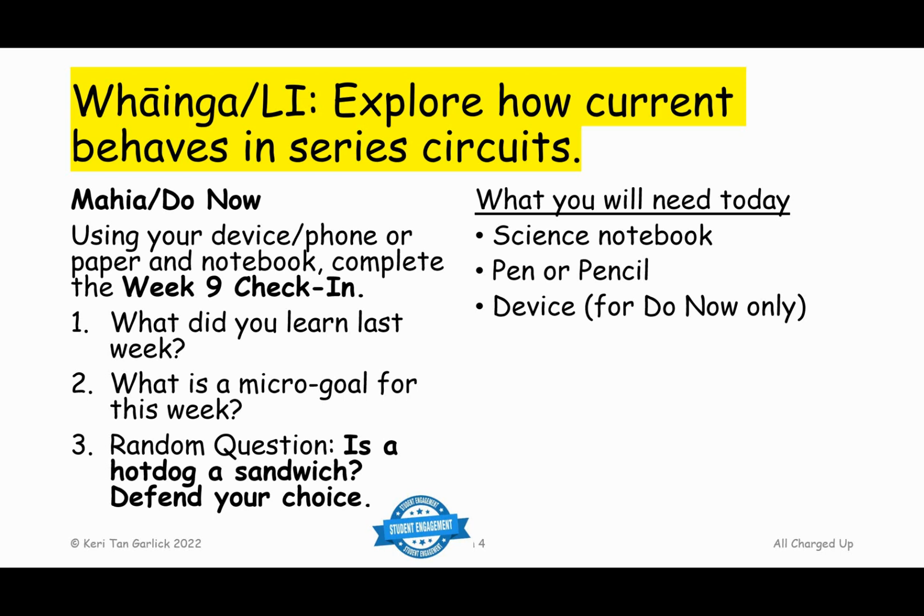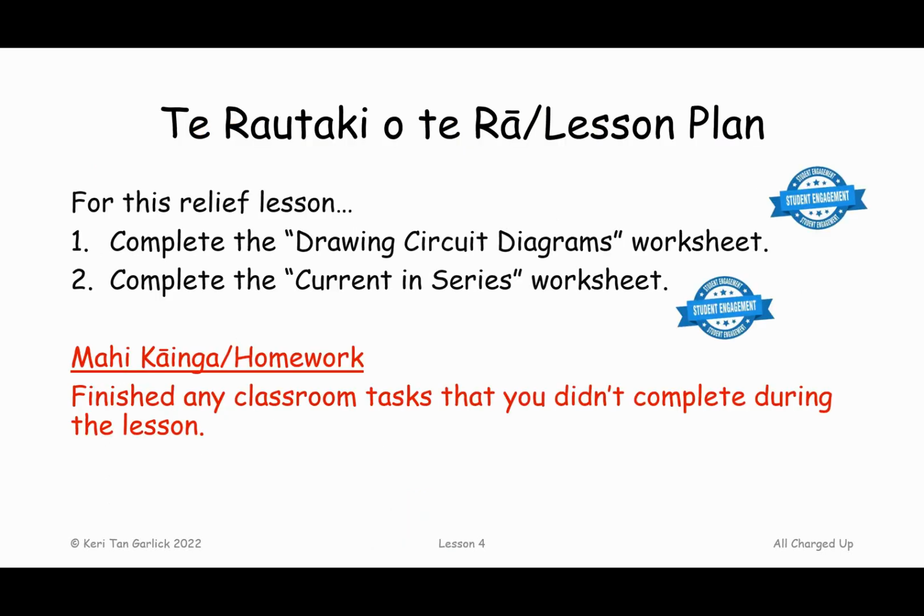All right, so let's move on and talk about the plan for today's lesson. First off, you are going to complete the drawing of the circuit diagram worksheet. And then secondly, you're going to do the current in series worksheet. It is one worksheet that the reliever should have given to you, and it is double-sided. The reliever is going to collect these worksheets at the end of class, and you get an engagement point for each side being completed, plus your do now, so 3 engagement points for this lesson.